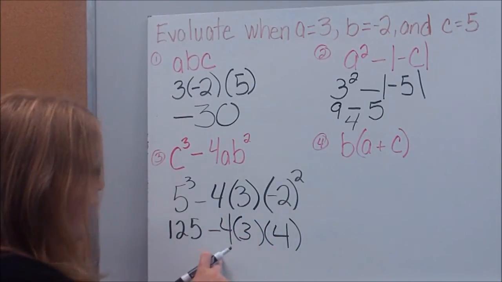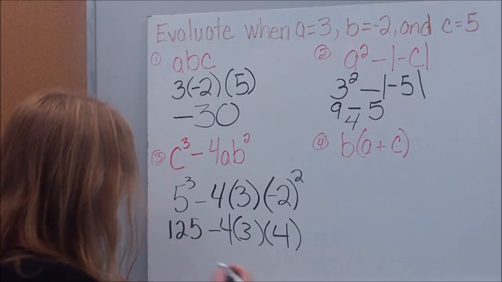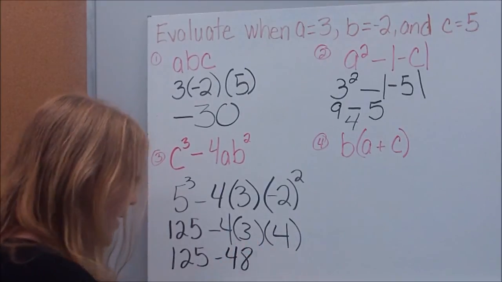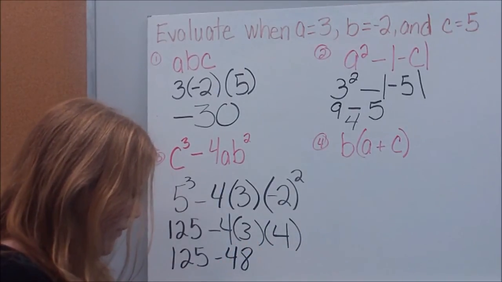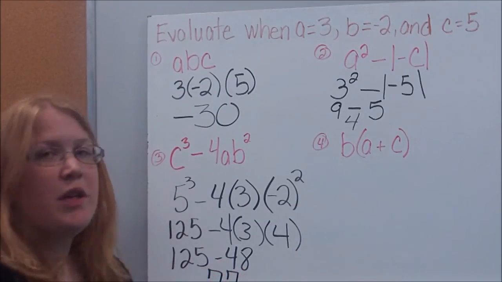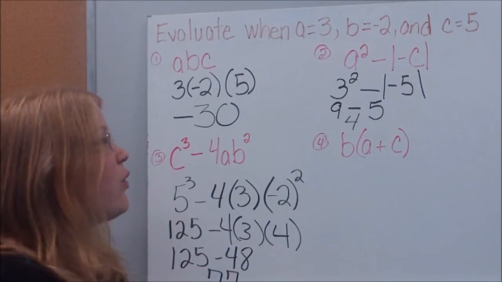So then I want to do my multiplication before I can subtract. 4 times 3 times 4 is going to give me 48. When I subtract 48 from 125, I wind up with 77. So really, we're just combining what we've done before. Plug your numbers in, follow your order of operation.